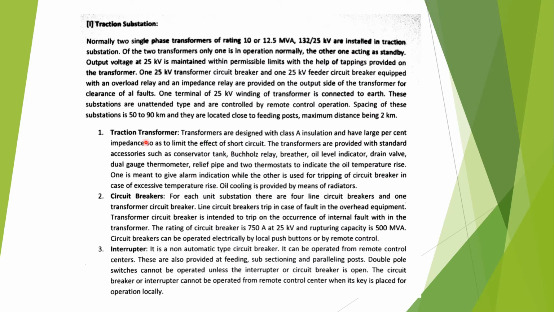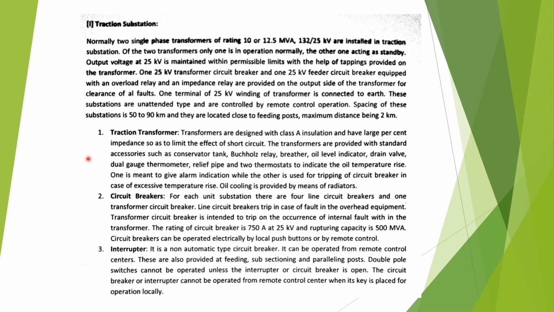The two transformers have a rating of 10 or 12.5 MVA, 132 by 25 kV. The traction transformer, as you can see, is designed with Class A insulation, and the transformers are provided with standard accessories such as conservator tank, Buchholz relay, breather, oil level indicator, drain valve, dual gauge thermometer, relief pipe, and two thermostats to indicate the oil temperature rise.